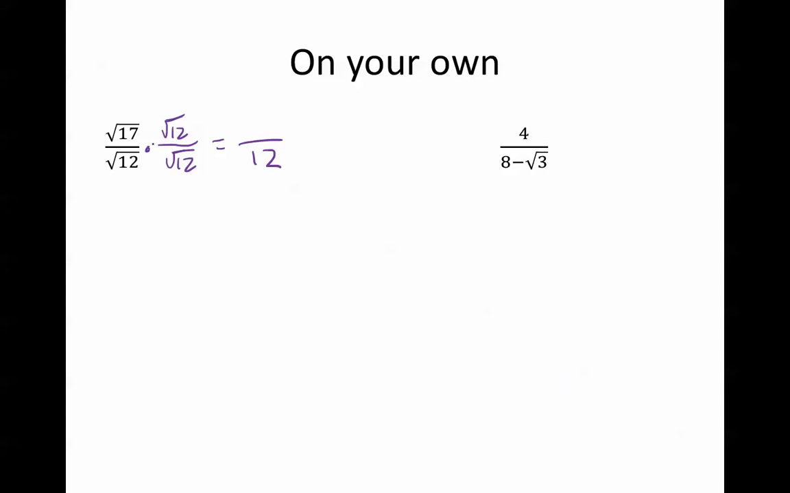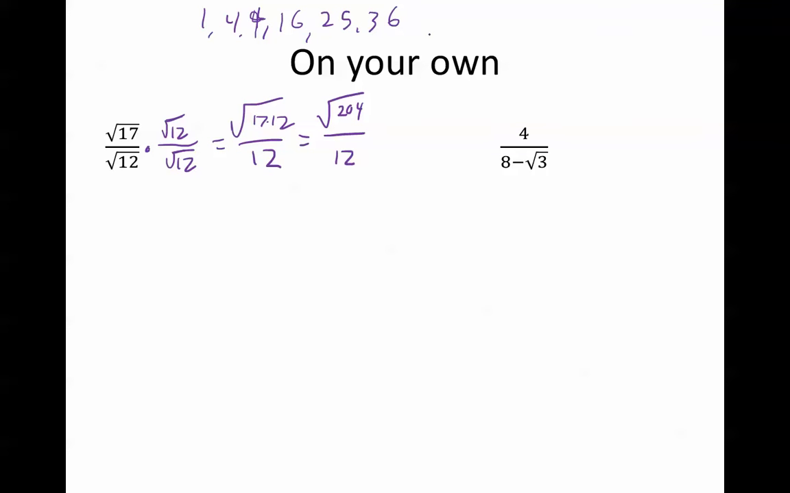Root 17 times root 12, we need to do as the square root of 17 times 12. And 17 times 12 is 204. So this is root 204 over 12. We really should check if root 204 can be simplified further. I know that we can divide that by 4. Let's check to see if there's any higher square numbers that can go into this.